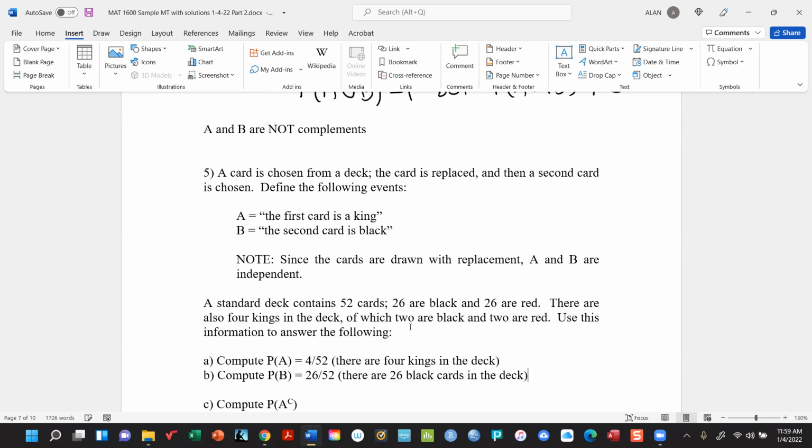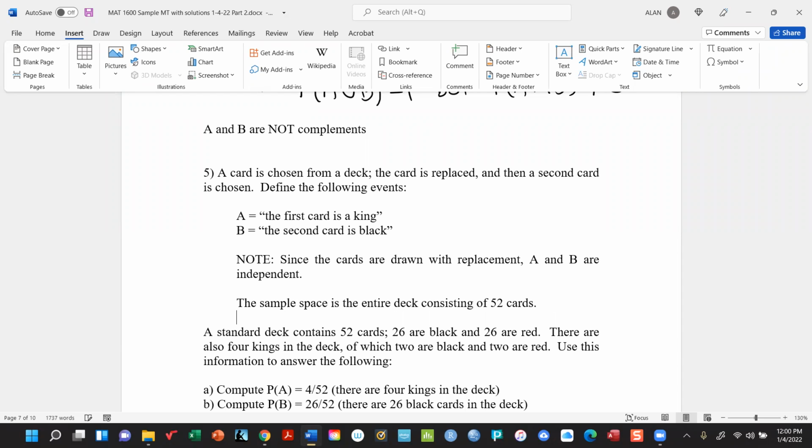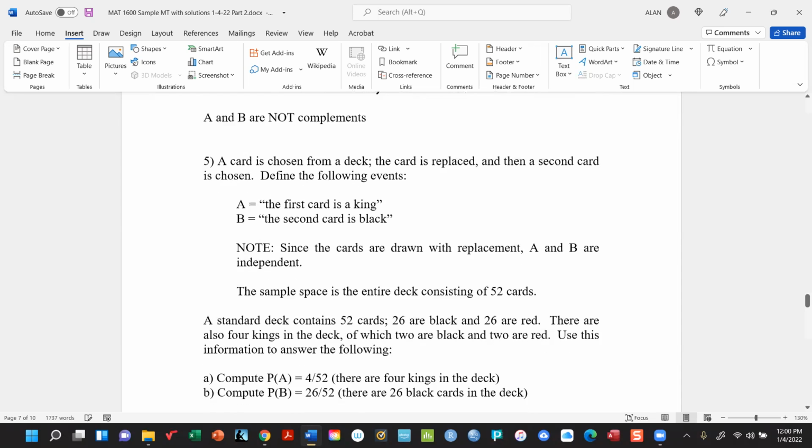So if you notice, the sample space, by the way, is implicitly equal to the entire deck. It didn't ask us about that. I'll add that to my note here. The sample space is the entire deck, consisting of 52 cards. We don't need to write them all out. We certainly could, but we're not going to. It would just take forever, and there's no need for it.